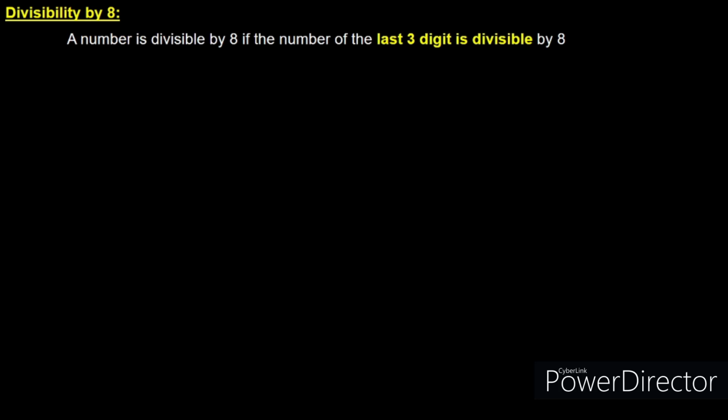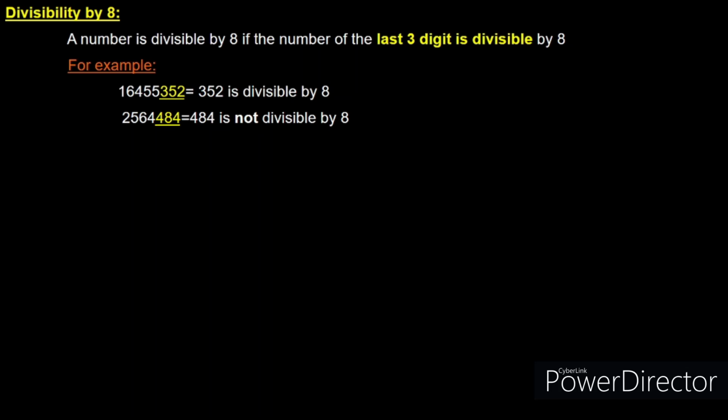Okay. Next, divisibility by 8. A number is divisible by 8 if the number formed by its last 3 digits is divisible by 8. For example, 164555352. What we have seen before is that divisibility by 4 takes the last 2 digits, so divisibility by 8 takes the last 3 digits. That's the difference. So 352, for the 3 digits we are going to take the division and then find it easily. So that is not a big issue. Next, 2 5 6 4 484. 484 is not divisible by 8, right?